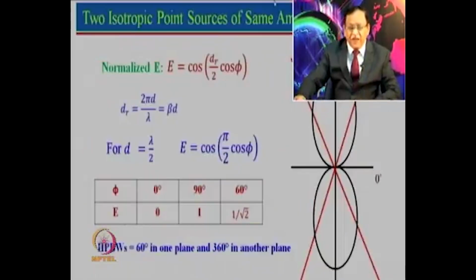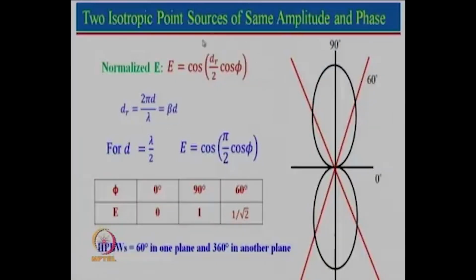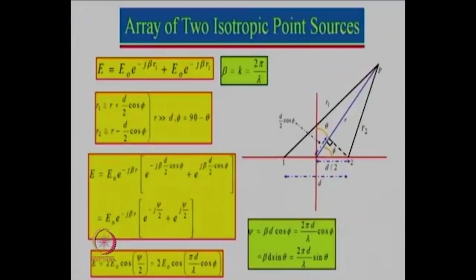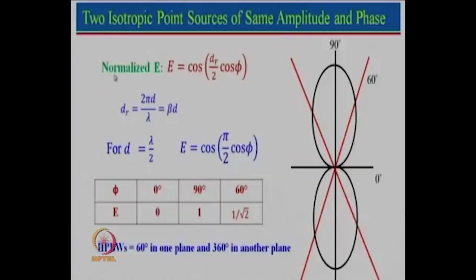So now let us just see a case here. We have just noticed that E is equal to 2E0. Now, this is a constant factor, so we can normalize this factor and say it is 1. So we can write the normalized E field as cos of psi by 2, where psi is defined in terms of beta d, which is equivalent to 2 pi d by lambda. So one can actually use this simple expression.